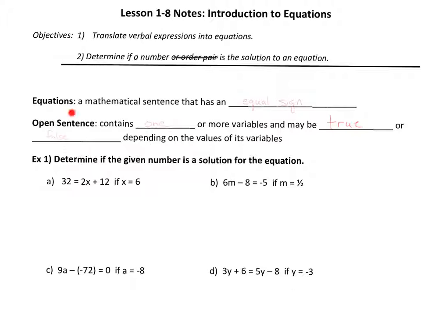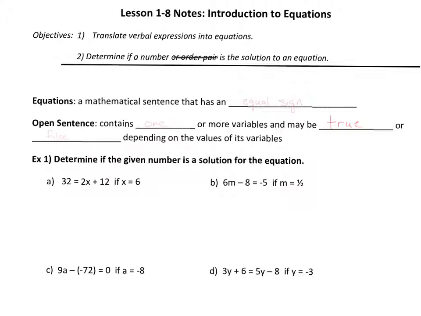Okay, so first off, we need to know what an equation is. It's a mathematical sentence that has an equal sign. So remember, expressions had no equal sign. Equations will have an equal sign. And then the next vocabulary that we need to know is open sentence. Now, this won't be something that's on a test, but you need to understand that it's going to have one or more variables. And when I plug in the number, so here we're going to be working on plugging in the number, we're going to figure out, is it true or false? So does it work or does it not work?